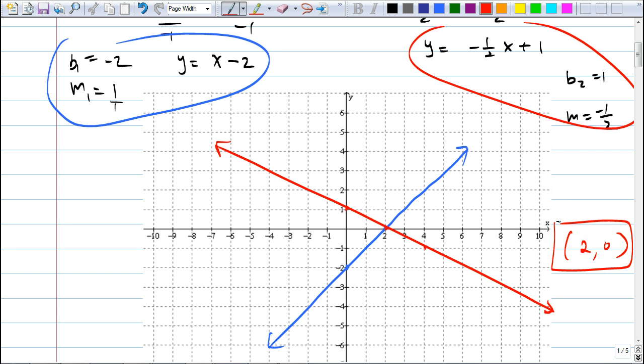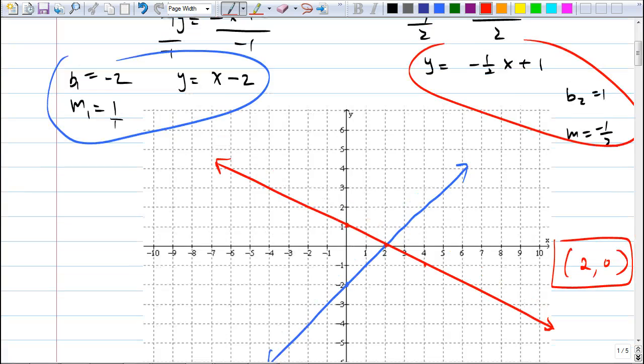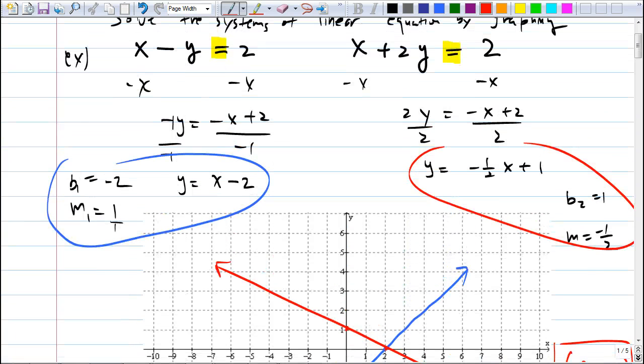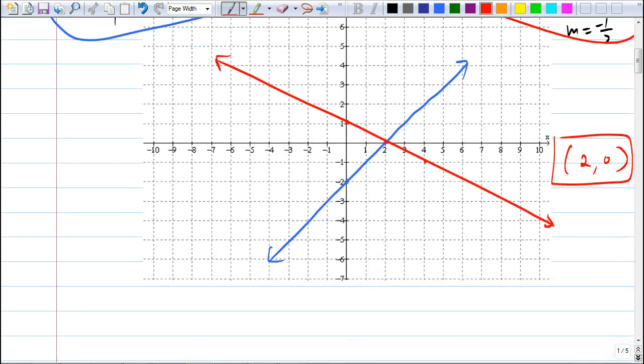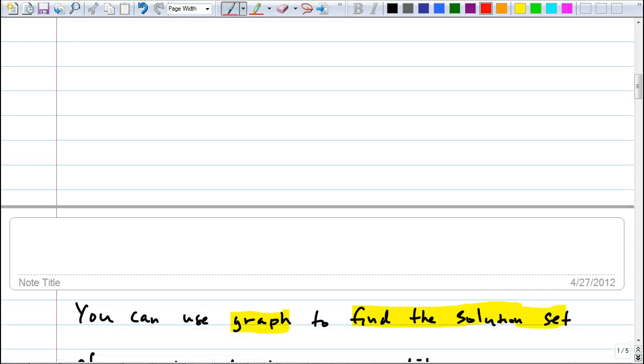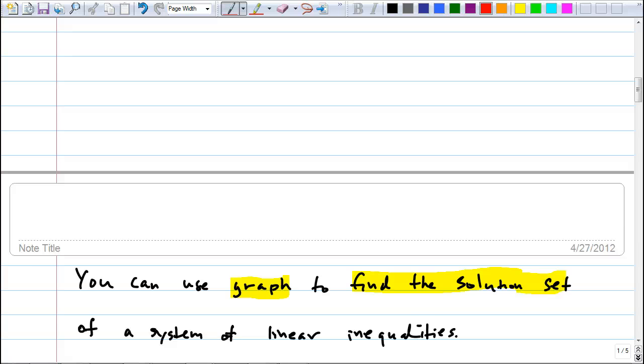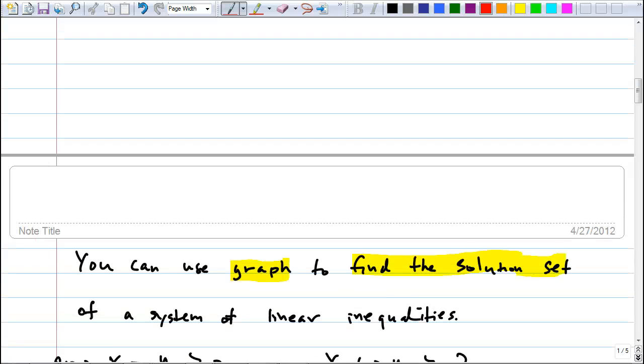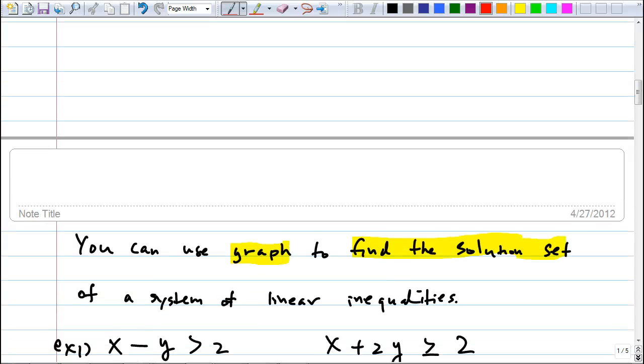Yeah. Okay, so it turns out to solve this system, all I'm going to do now is replace the equation with some inequalities. Is that okay? Do you see what I'm going to do? So here we go. Here's our first example of systems of inequalities. So you could find the solution set of systems of inequalities by graphing. Okay, so here is example 1.